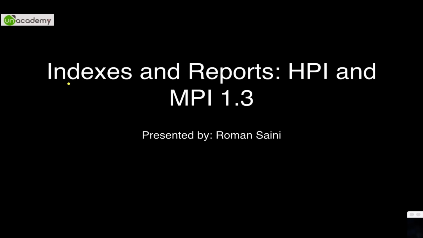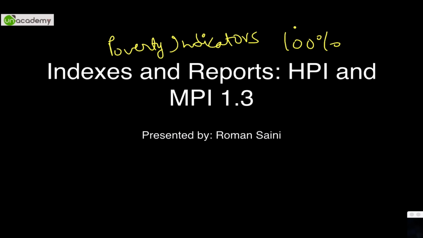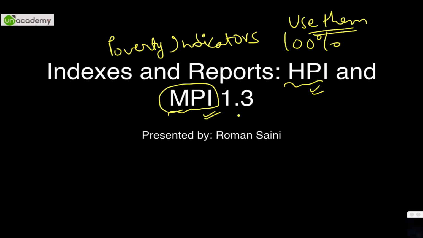Hey guys, what's up? So today we're gonna deal with extremely important poverty indicators. Mind you, these are 100% gonna be asked either in the mains or in the essay. Even if they don't ask you, use them as much as you can. They are highly beneficial. They are basically the Human Poverty Index and the Multidimensional Poverty Index. I'll tell you what the differences are, how they are calculated, and what their significance is.